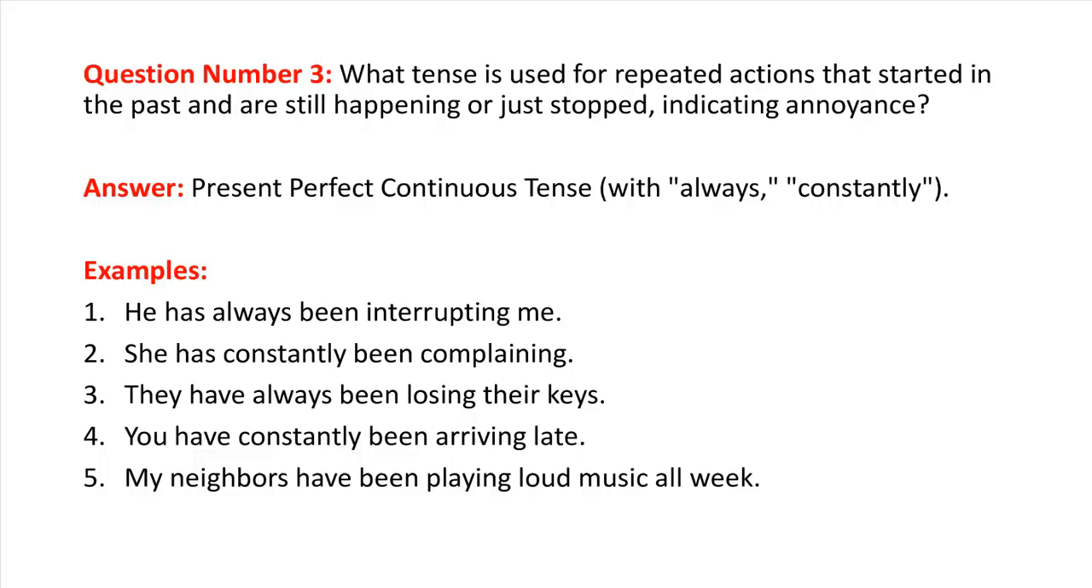Question number 3. What tense is used for repeated actions that started in the past and are still happening or just stopped, indicating annoyance? Answer: present perfect continuous tense, with always, constantly. Examples: He has always been interrupting me. She has constantly been complaining.